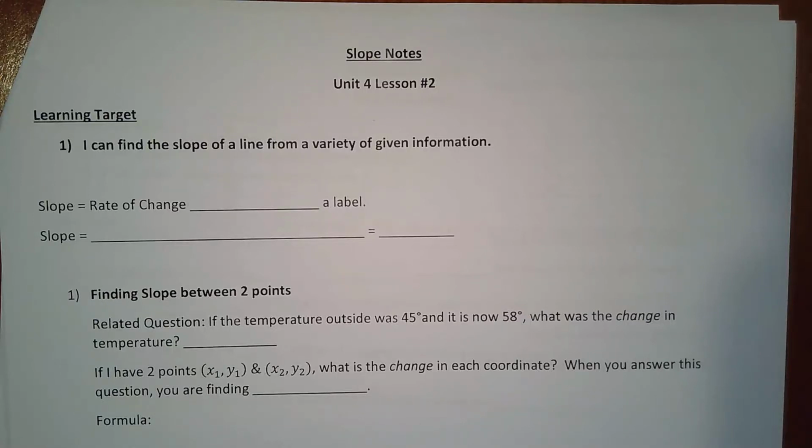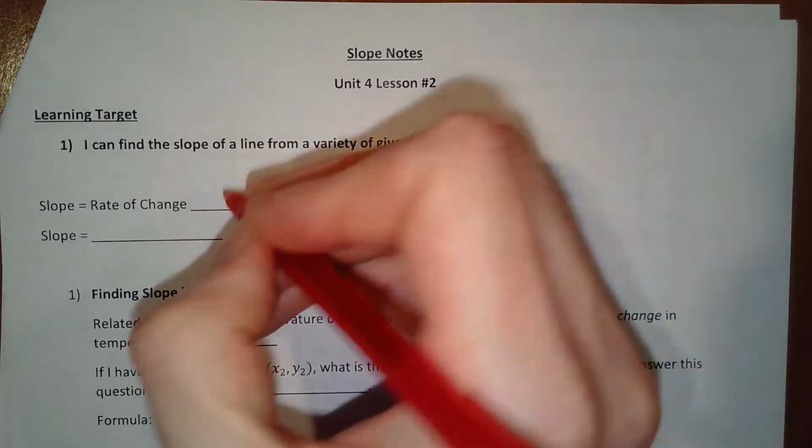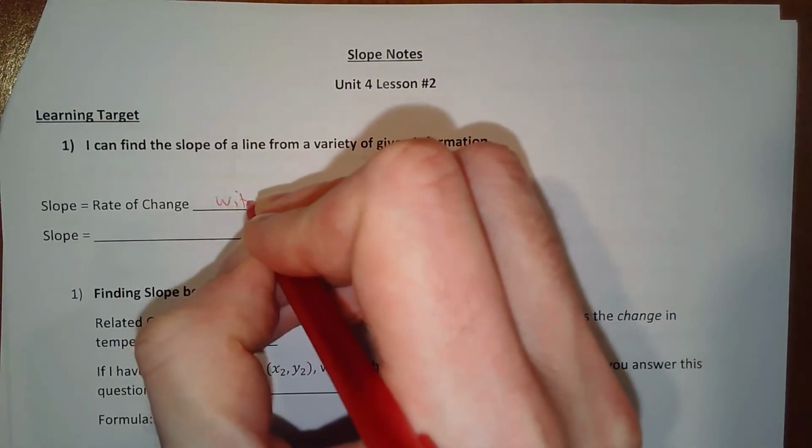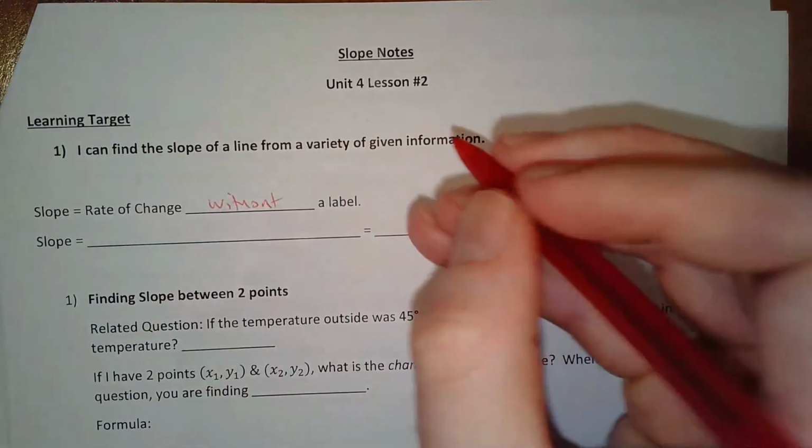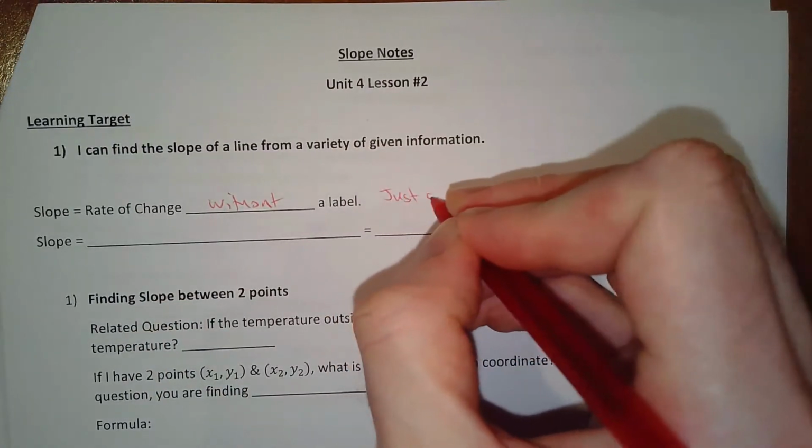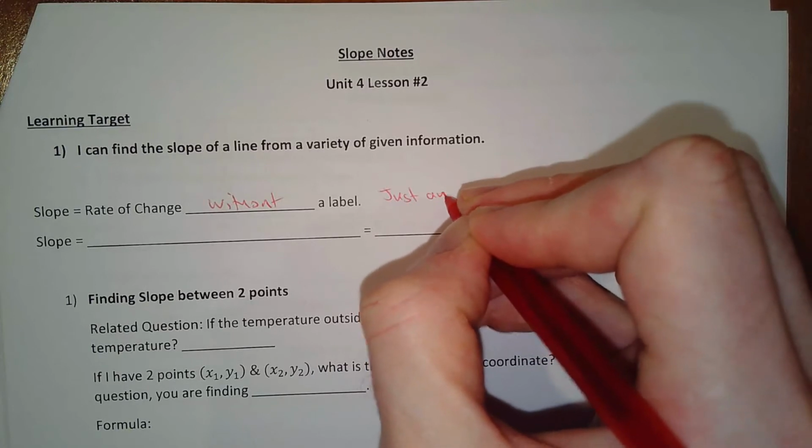Okay, Unit 4, Lesson 2. Learning target: I can find the slope of a line from a variety of given information. So slope is basically, last lesson we did rate of change and we put it in context of the problem. So labels mattered, but with slope, it's just the number itself. Slope is rate of change without a label, so it's just a number. Just a number.